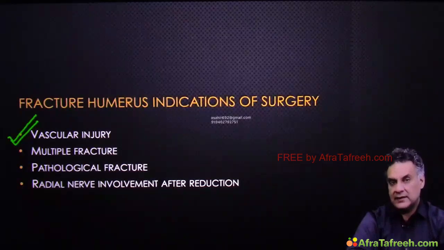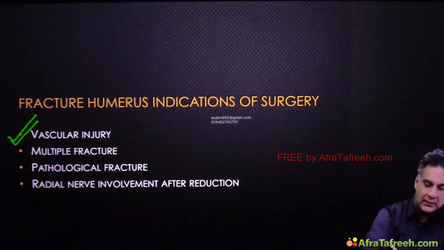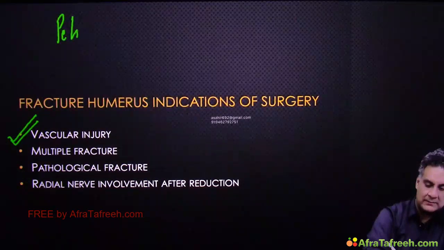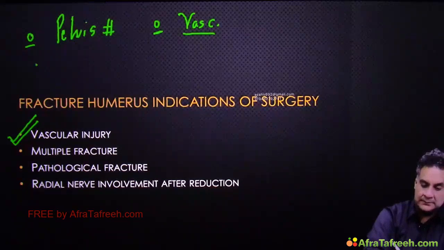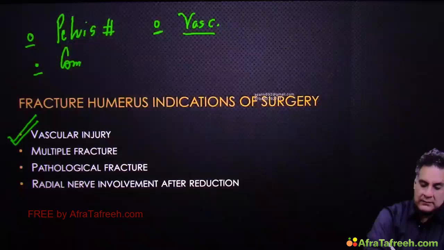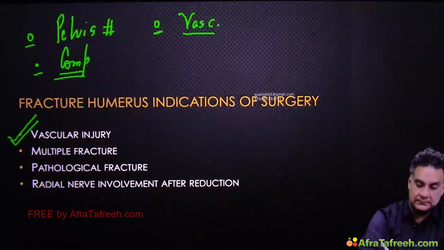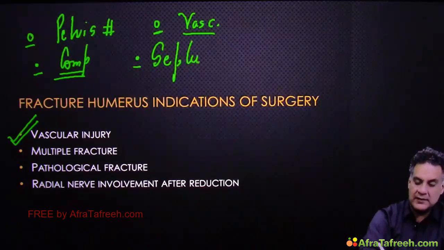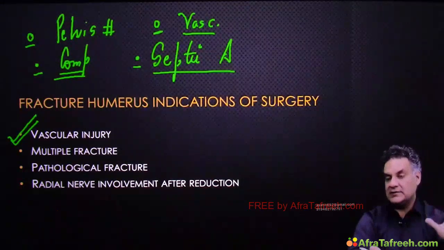In orthopedics, there are some rare injuries which need surgical intervention on the spot. Number one is a pelvis fracture, life-threatening. Number two is a vascular injury, limb-threatening. Number three is compartment syndrome, again a part of the limb threatened. Number four, septic arthritis, joint is under threat. These are four surgical emergencies that one should keep.